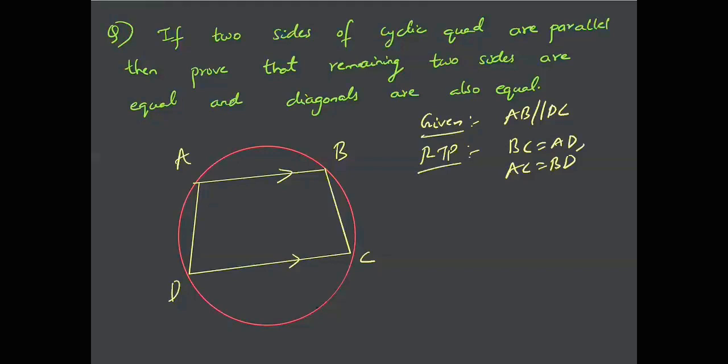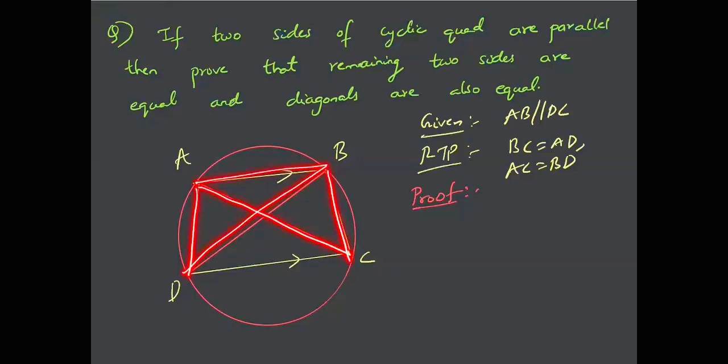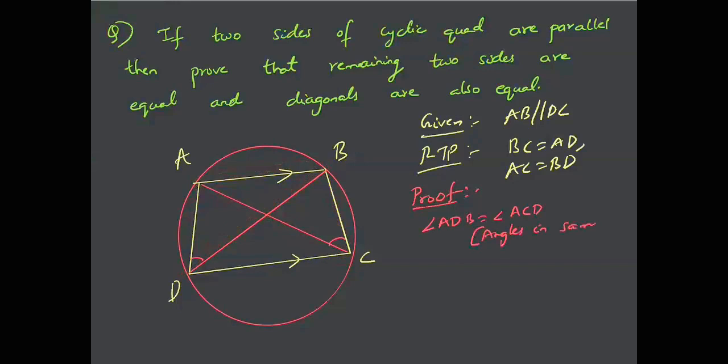So let us discuss this one. First let us join DB and AC. What I'm trying to do is I will try to prove that these two triangles are congruent. That is, triangle ABD is congruent to triangle ABC. This is what I'll try to do. So angle ADB is equal to angle ACB because these are angles in the same segment. And similarly angle ACD, because these are angles in the same segment.